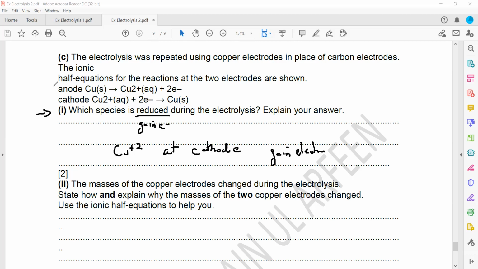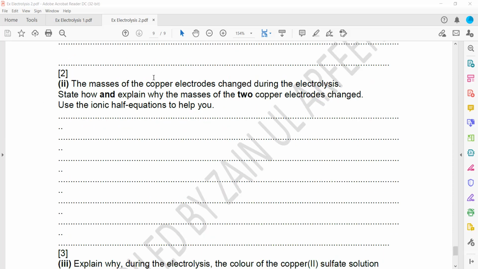The question was that two equations are given at the anode and cathode, and they are asking which species is reduced. The one which is reduced is the one which gains electrons. So copper ions are reduced at the cathode because they gain electrons. And it's 3 marks.